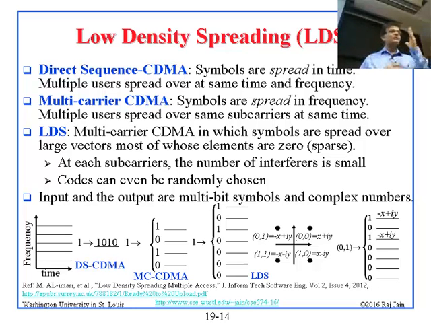We have multiple carriers, a large number of subcarriers, but most of them have zeros, meaning we don't transmit on them. We transmit on some small number of subcarriers, and the chances of collisions are small, and even if the codes are not orthogonal, we make it work. Is that clear? LDS? Okay.